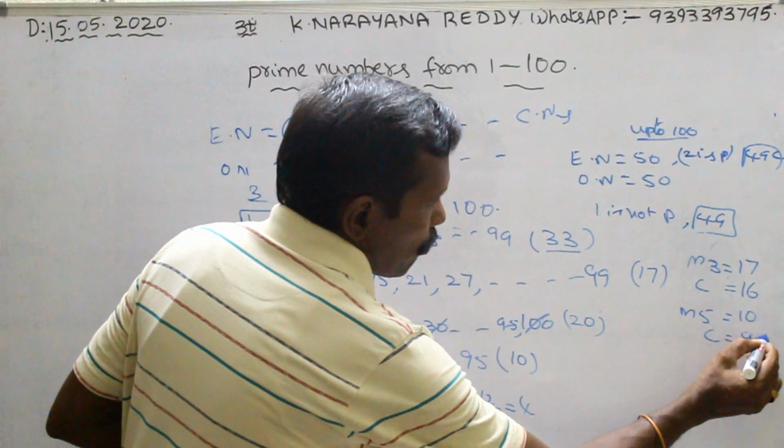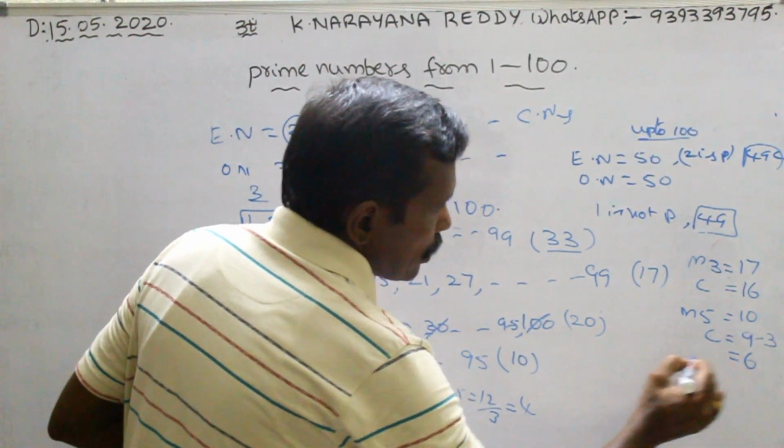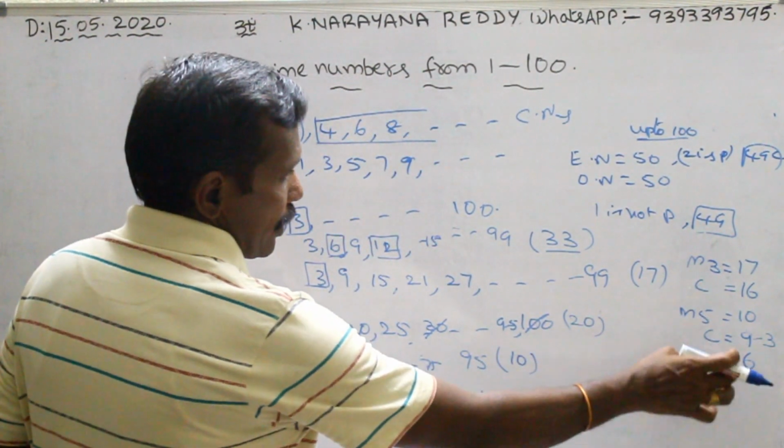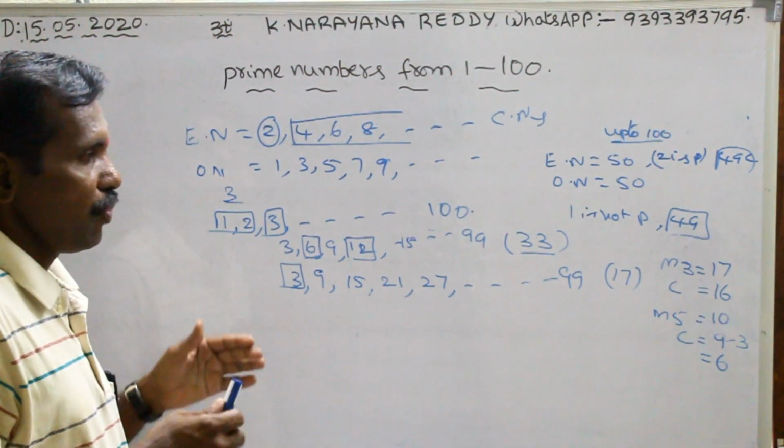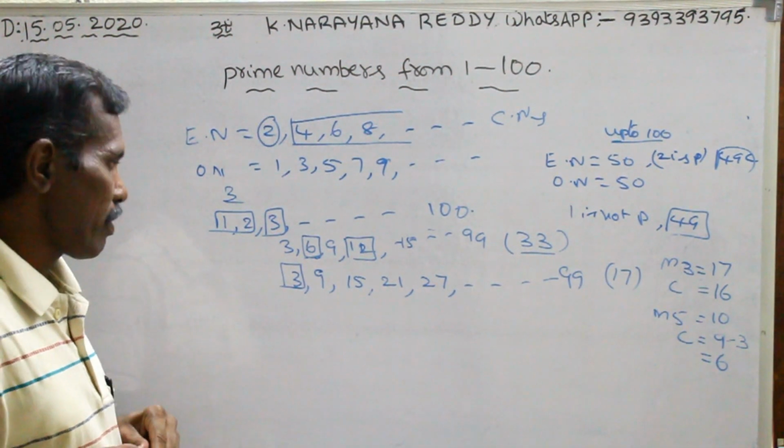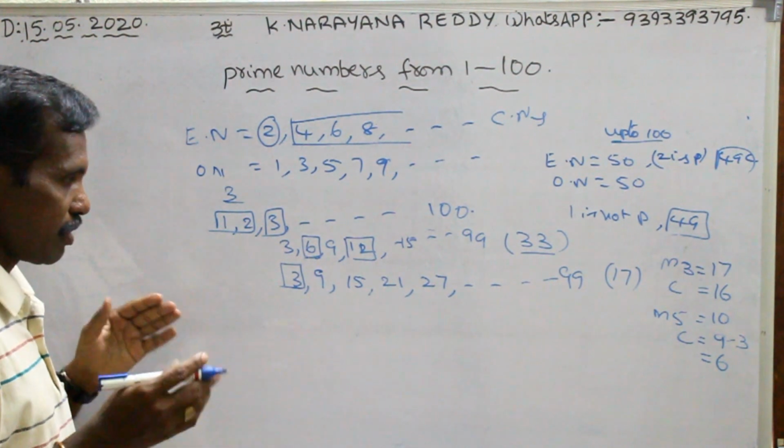You can delete minus 3. That means how many? 6. So here 16 is there, here 6 is there. Now we want multiples of 7. See here, how many multiples of 7 are there?